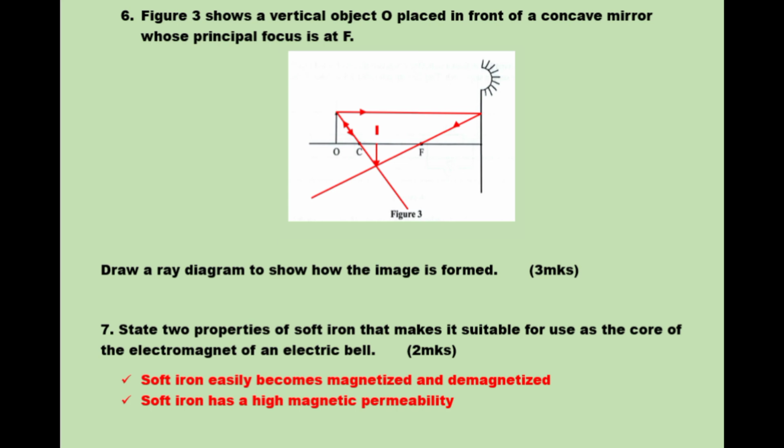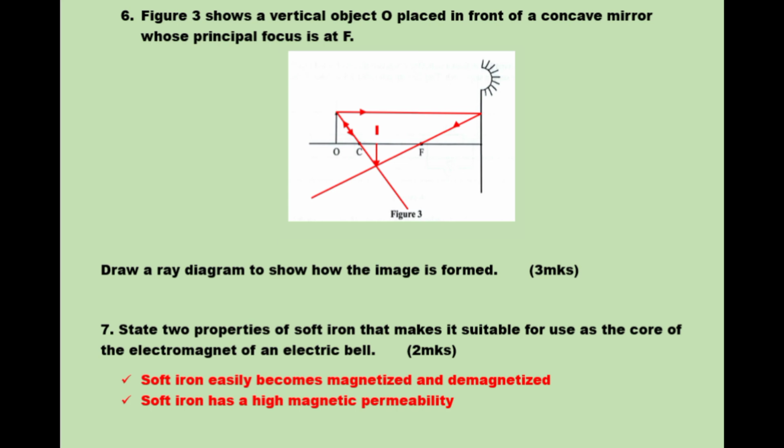Question 7. State 2 properties of soft iron that make it suitable for use as the core of the electromagnet of an electric bell. So 1, soft iron has high magnetic permeability.